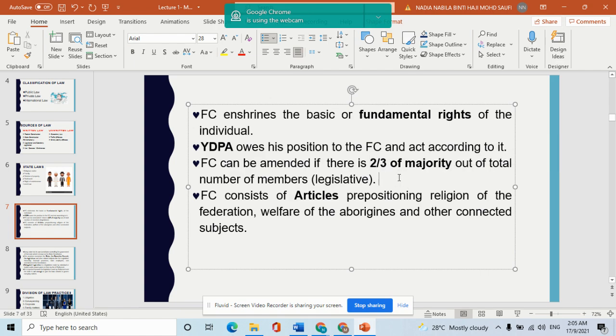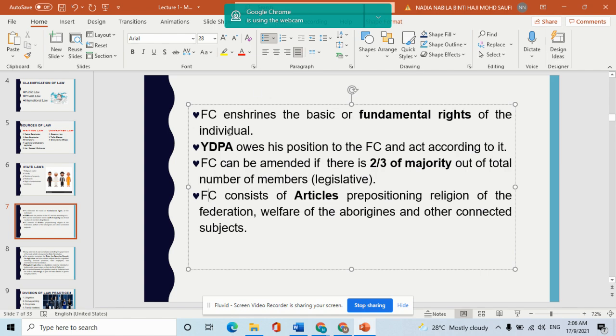So FC consists of articles pertaining to religion of the Federation, welfare of the aborigines and other connected subjects. Articles pertaining to religion of the Federation here means: what is the official religion of Malaysia? Is Malaysia an Islamic country? Why did I highlight articles? Articles is what we call things which are stated in FC.